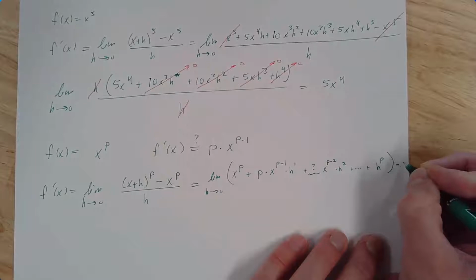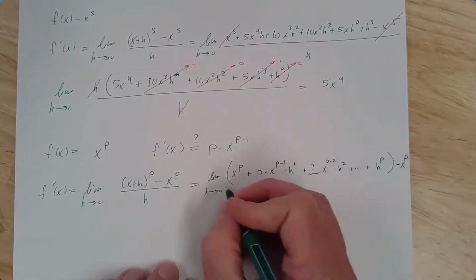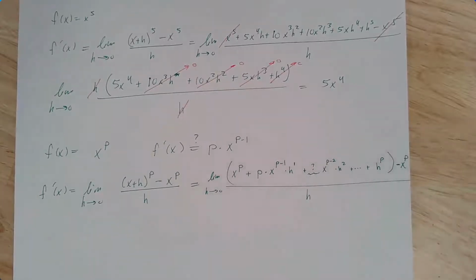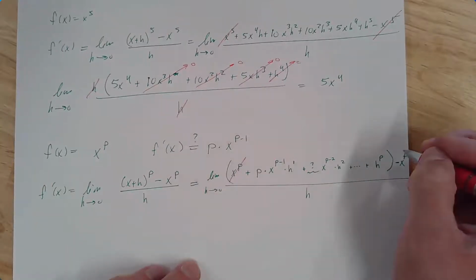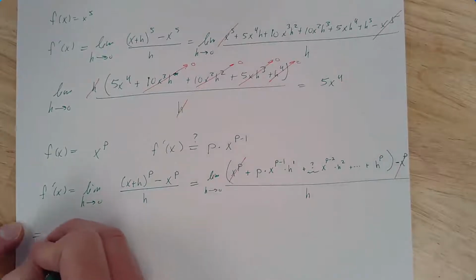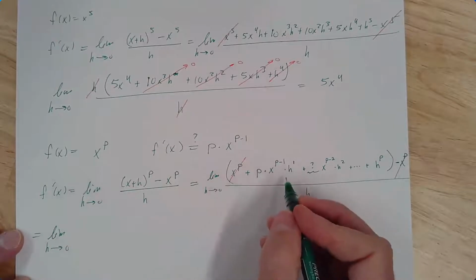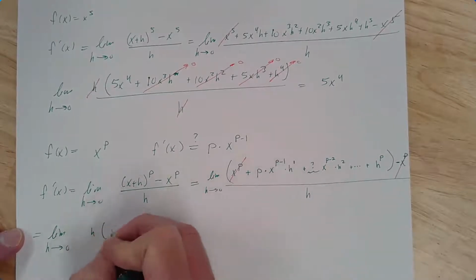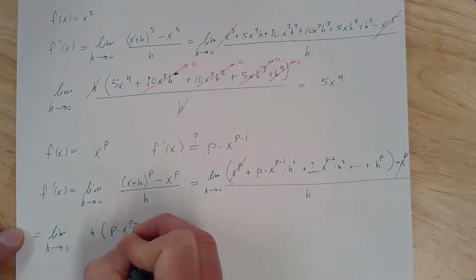Minus x to the p, all over h. We're going to do the same thing we've done before. We're going to cancel the x to the p's. What remains, we're going to factor out an h. So from this first term, I'm going to factor out an h. I'm left with p times x to the p minus 1.